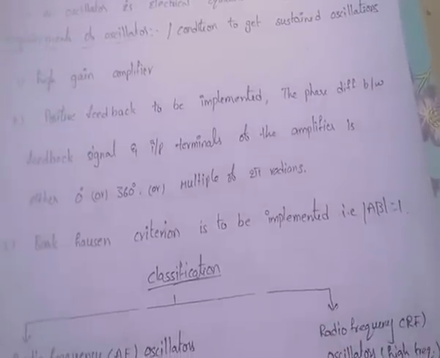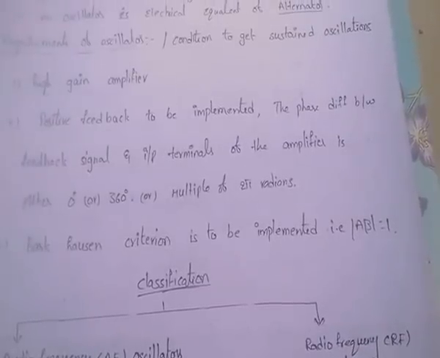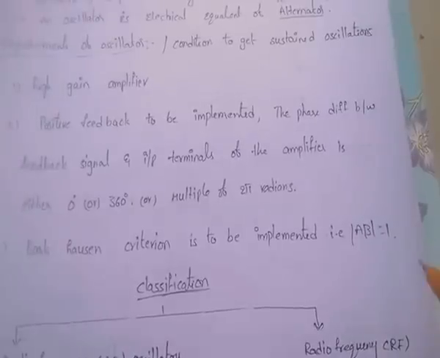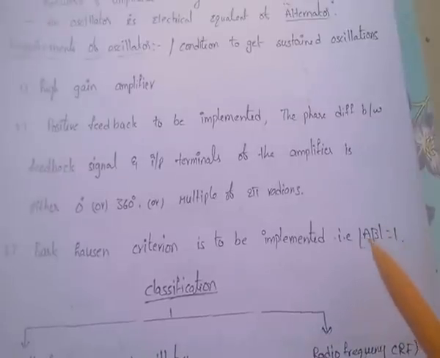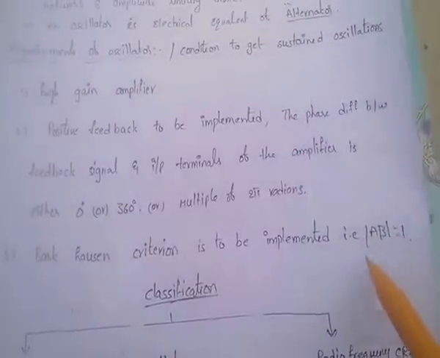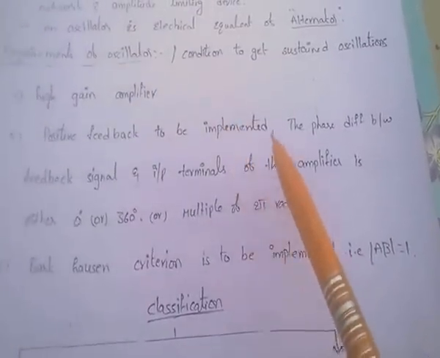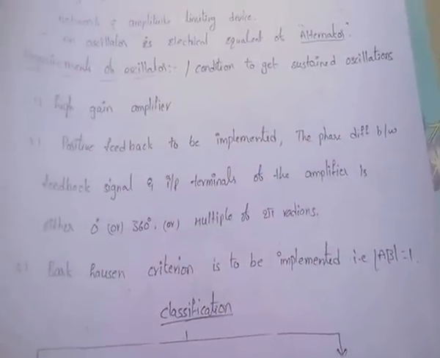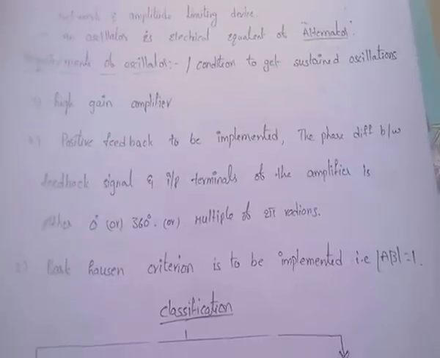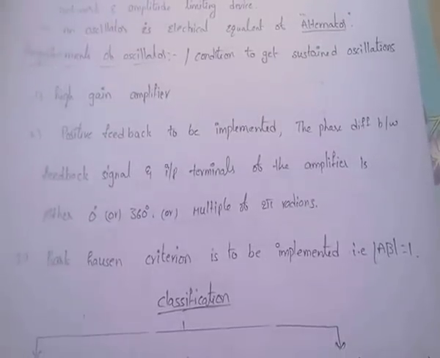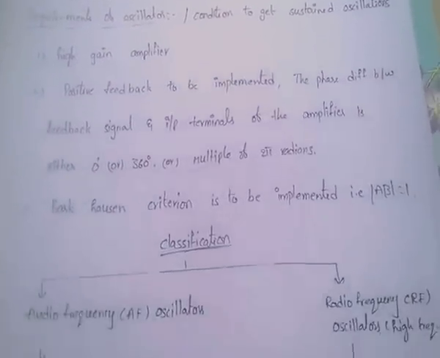And the third condition is that the Barkhausen criterion must be implemented. What is the Barkhausen criterion? That is mod A beta equal to 1. To summarize: first, a high gain amplifier; second, positive feedback, with phase difference of 0 degrees, 360 degrees, or a multiple of 2 pi radians; and third, the Barkhausen criterion, mod A beta equal to 1.